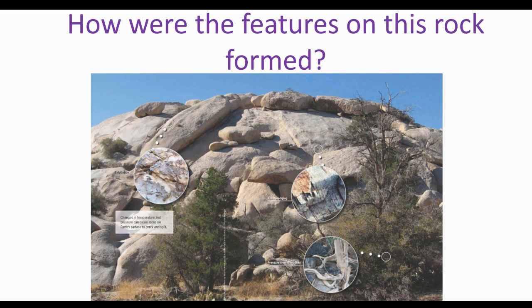This picture is on page 162 of your textbook, and the question that your textbook asks and that I'm asking here is: how were the features on the rock formed? And you can see here that we have exfoliation occurring due to the changes in the temperature and pressure that can cause the rocks to crack and split. We have frost wedging happening. We have the tree roots that are causing the cracks in the rock to widen. So these are various things that we are going to discuss today.